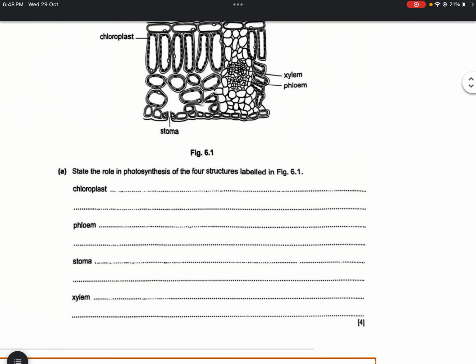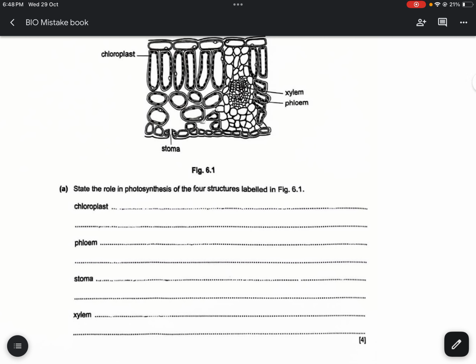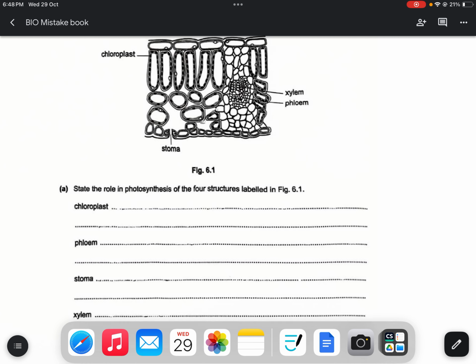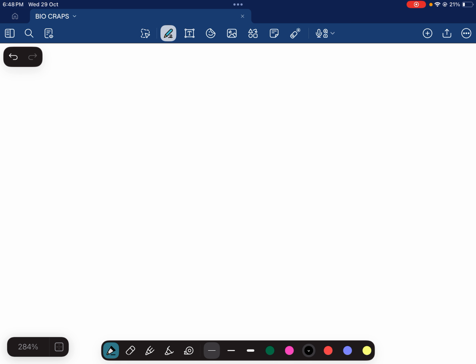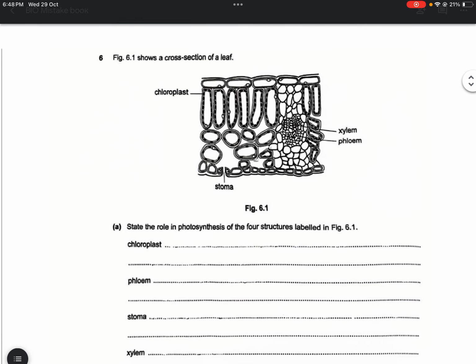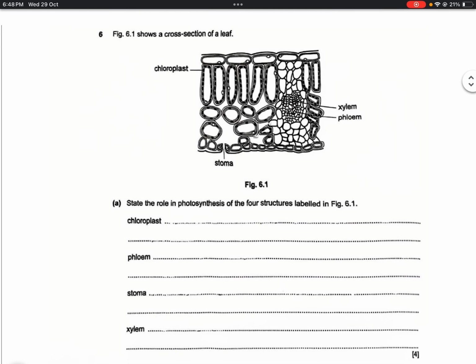They're asking about these 4 things: chloroplast, phloem, stoma, xylem. What is the role of these 4 structures in photosynthesis? Let's go with chloroplast. Chloroplast traps light energy to convert to chemical potential energy. Okay, that's the first thing.